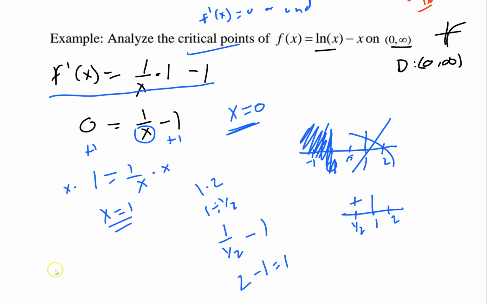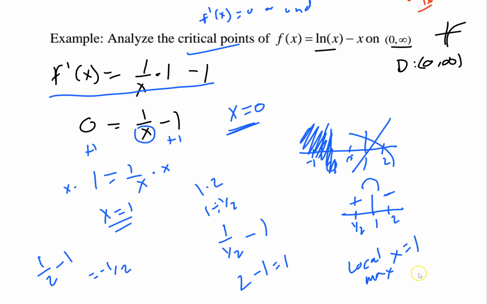2, so let's say over here, right? 1 over 2 minus 1. Well, 1/2 minus 1 is negative 1/2, so that's a negative. Look what's going on. You went positive and then negative. You have a local max at x equals 1. Now, it didn't say x value, it said point, so I've got to plug it back in.